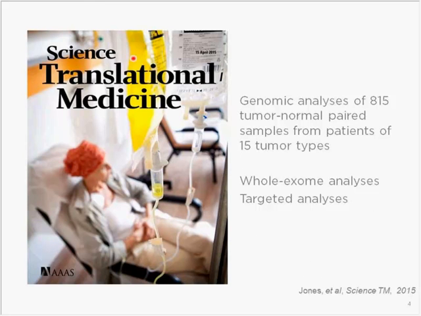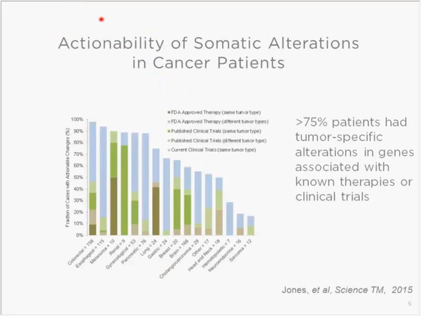One of the ways in which these types of analyses have, of course, been useful is through the understanding that there may be new targets of therapeutic intervention and may also identify actionable changes in individual patients. This was nicely shown in a study by Sean Jones and colleagues at both Personal Genome Diagnostics and Johns Hopkins that looked at over 800 tumor normal samples from patients of a variety of different tumor types using both whole exome as well as targeted analyses. This study was hopeful in the sense that it showed that the majority of patients could potentially benefit from having this kind of genomic information.